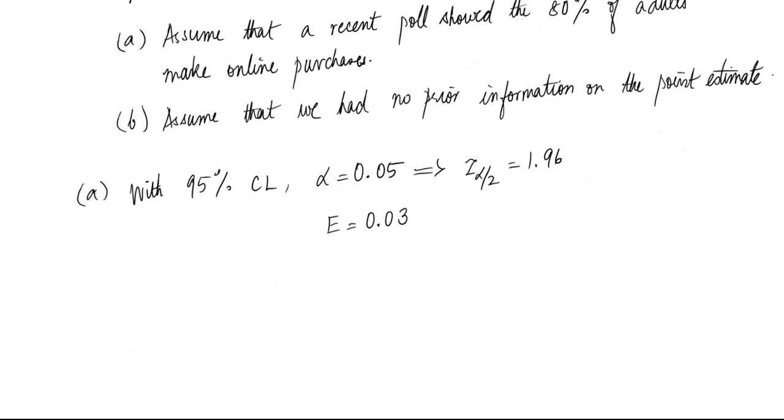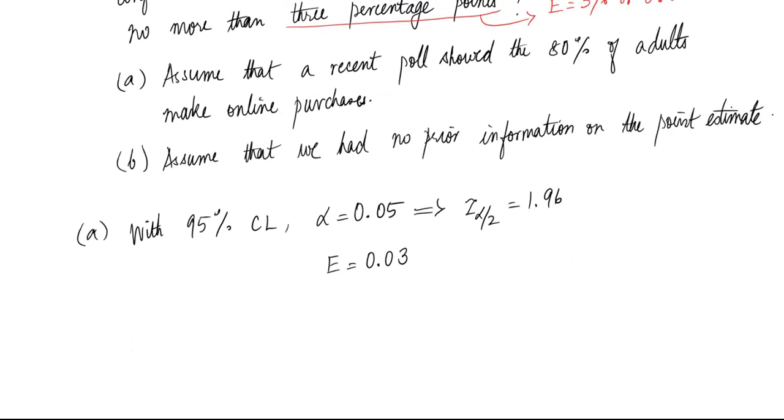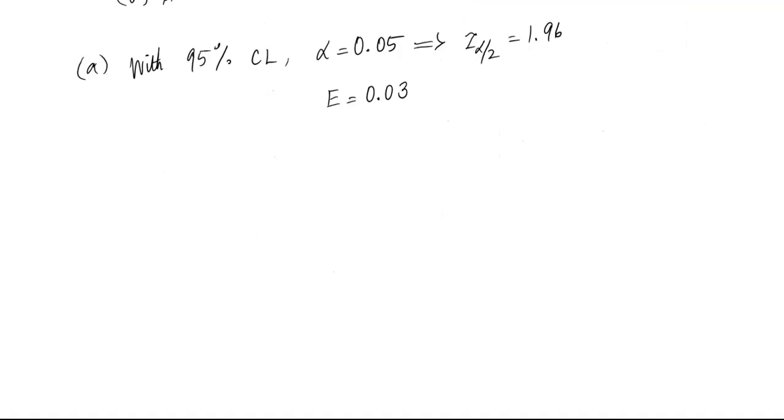For part A, we are told that in a recent poll, it showed that 80% of adults made online purchases. So P hat is 0.80 or 0.8. If P hat is 0.8, it implies Q hat is 0.2. 80%, the remaining is 20%. 1 minus P hat.